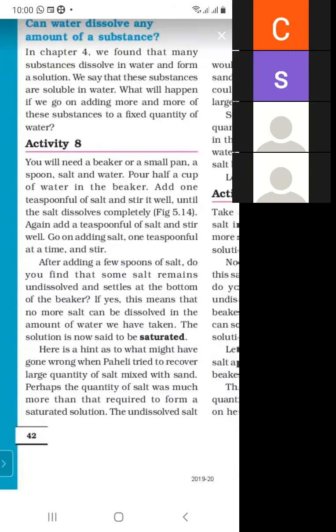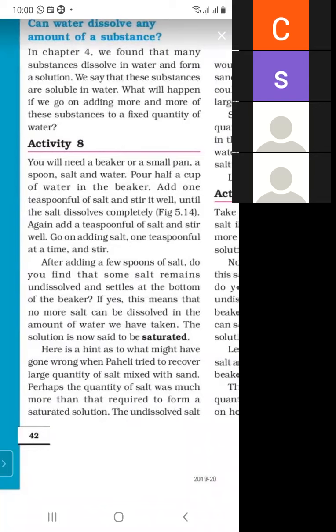So this type of solution is called saturated solution. So what do you mean by saturated solution? The solution in which we cannot add more salt is called saturated solution.